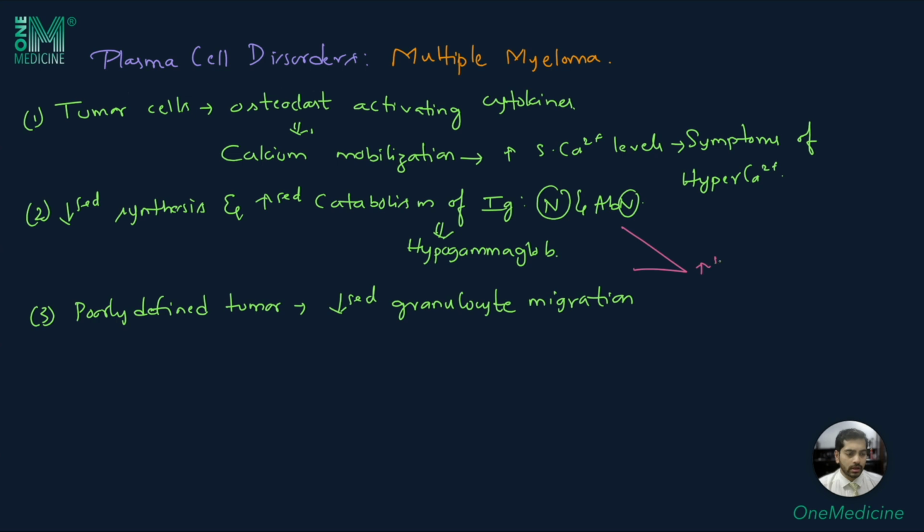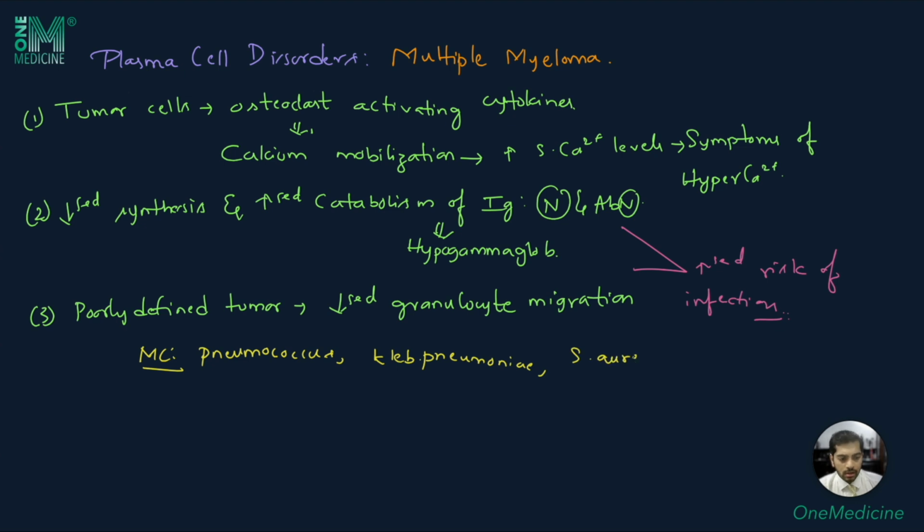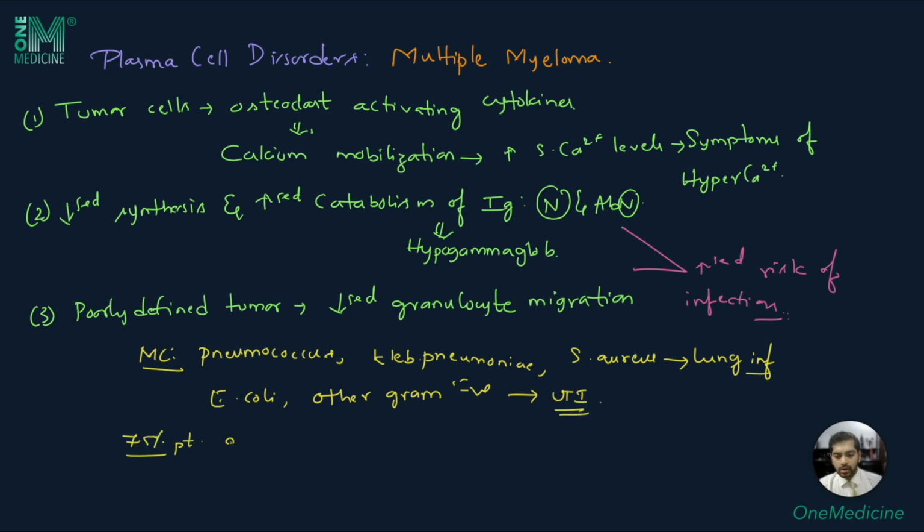These two mechanisms increase the risk of infections, and the most common infections seen are pneumococcus, Klebsiella pneumoniae, Staph aureus. These are seen as lung infections. Escherichia coli and other gram-negative bacteria are seen in urinary tract infections. Almost 75% of the patients are affected by hypogammaglobulinemia, leading to repeated infections.